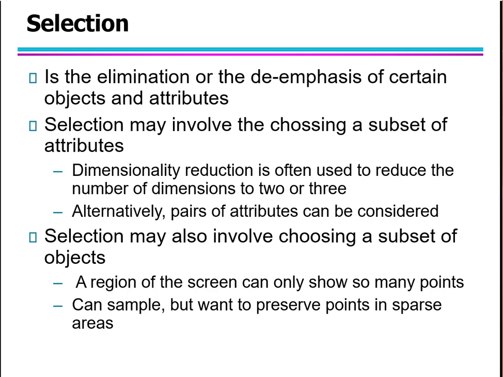A screen can only display so many points. When selecting objects, we might sample the data, but we want to preserve points in sparse areas to maintain a representative view of the data distributions.